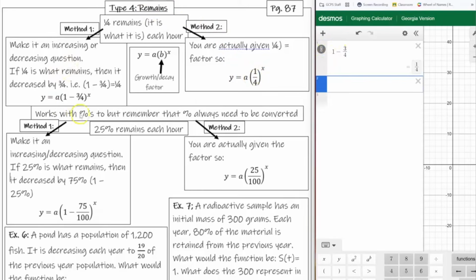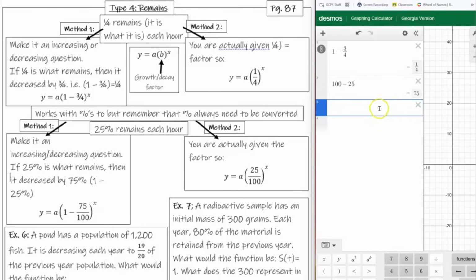It also works with percent, but remember the percent always needs to be converted. And how do I convert? By dividing by 100. So if you are making it into an increasing or decreasing question, if I have 25% remaining, that means what? I started off with a full 100%, minus 25. Let's say it's a pizza. I had a full pizza, right? I got 25% remaining. That means I ate 75%, right?